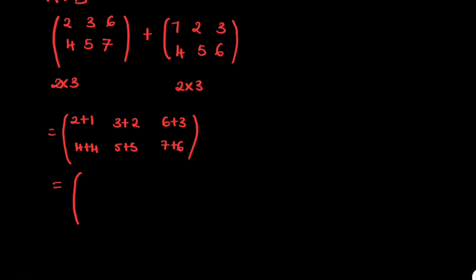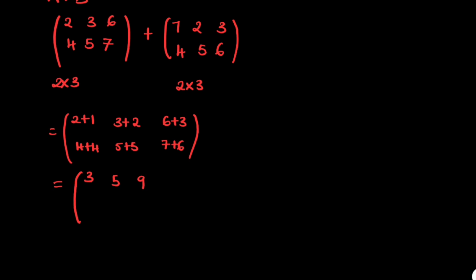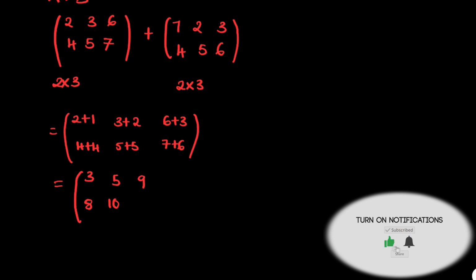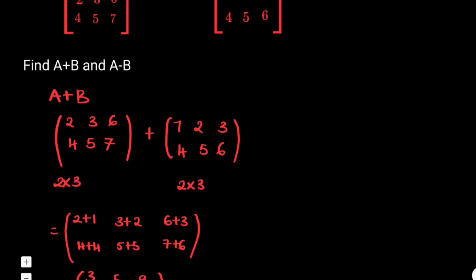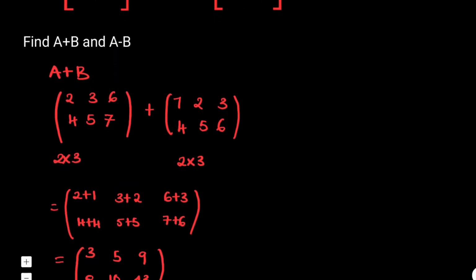Okay, so here we just simplify it. 2 plus 1 is 3, 3 plus 2 is 5, 6 plus 3 is 9, 4 plus 4 is 8, 5 plus 5 is 10, and 7 plus 6 is 13. So that is all for the addition. It is very simple, very easy, very straightforward.